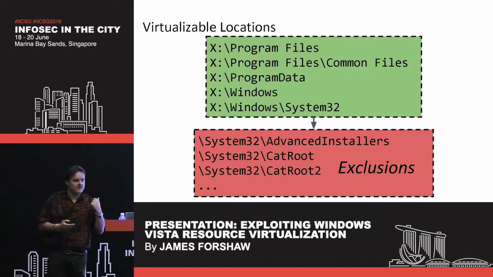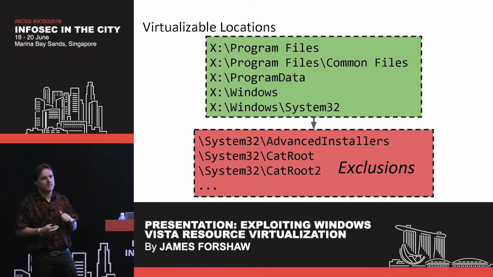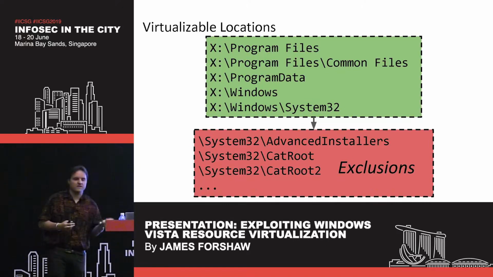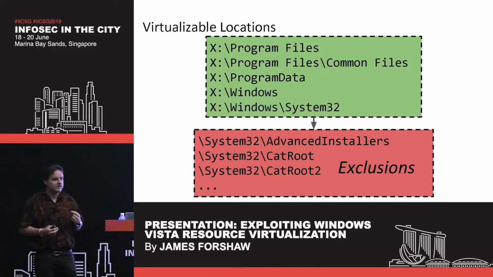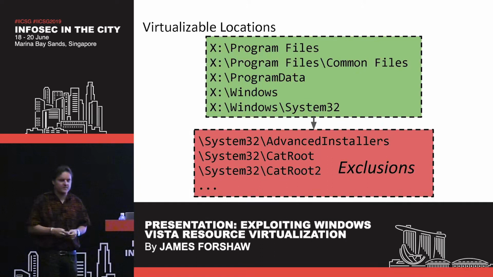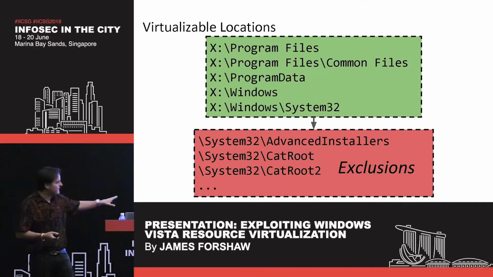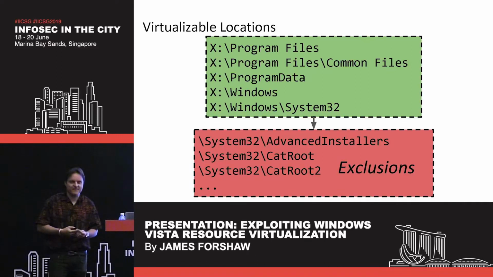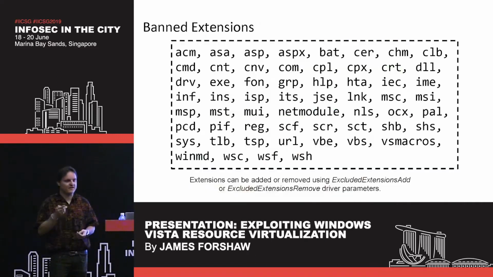So there are clear virtualizable locations. These were obviously picked by Microsoft as the common places that people try to write to. Things like Program Files, the Windows folder, the System32 folder. There are some quite substantial numbers of exclusions, so if you were playing with this, you need to bear that in mind. I'm not going to put the whole list because the list is massive. You can find it in the virtualization driver if you go looking.